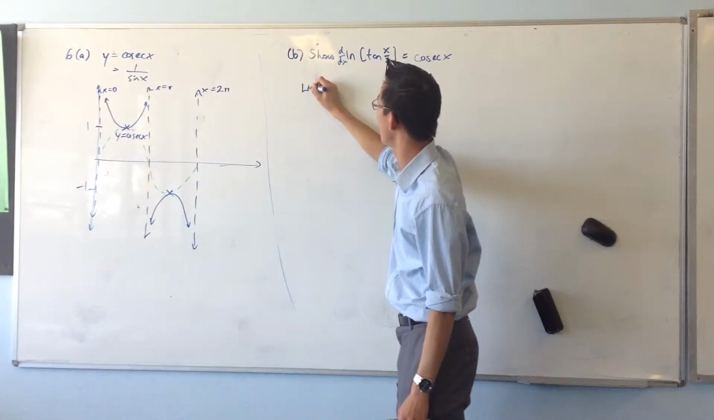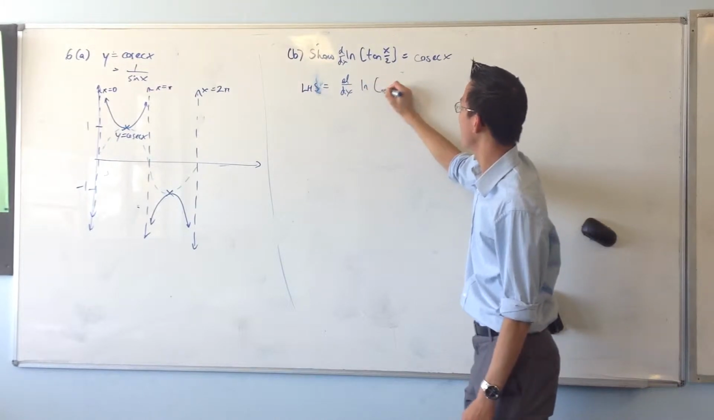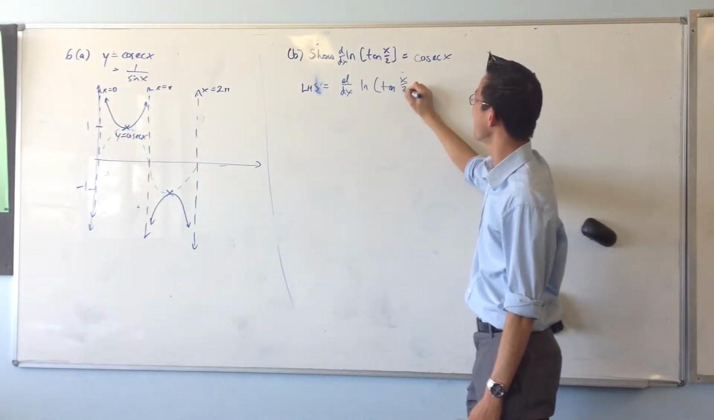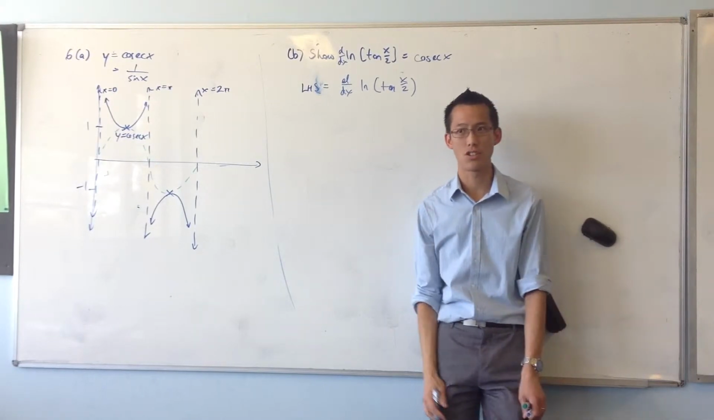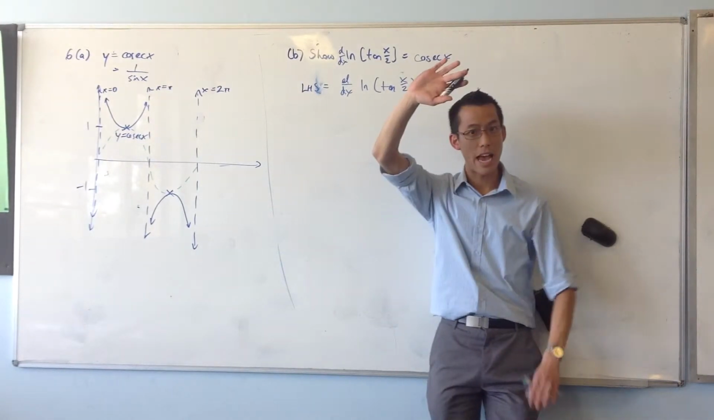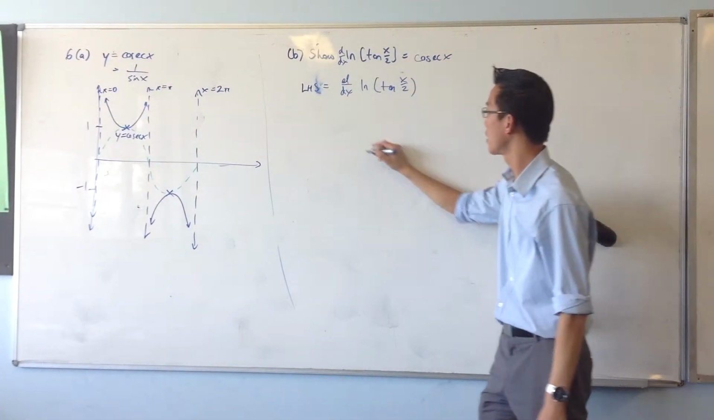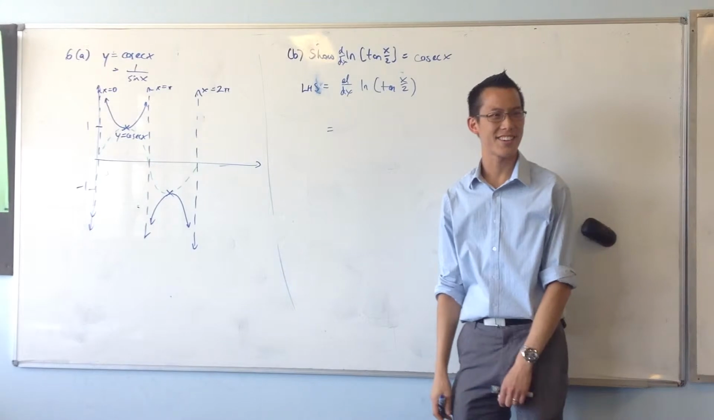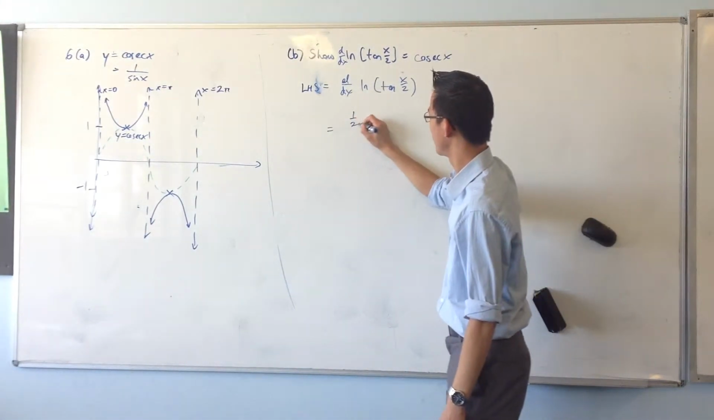Well, let's do the left-hand side. Now, it's a log, right? So, chain rule with a log function should be f dash on f, right? F dash on f. And that's f in there, okay? So, what's f dash? It's 1/2 sec squared x on 2.